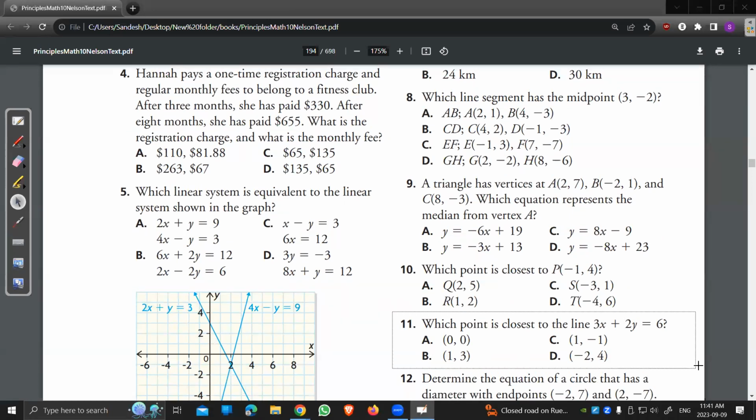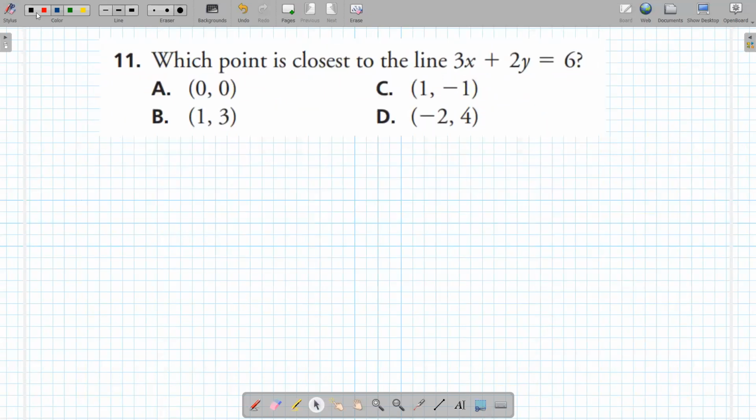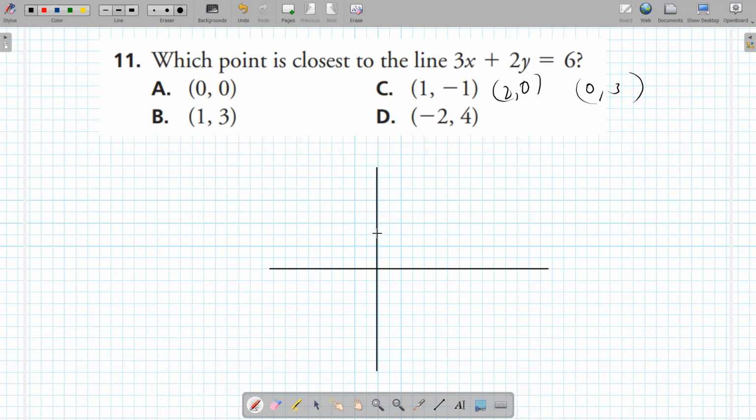This one is tricky. There's no way you remember this. If you do, you get 10 points. We have an equation. When y is 0, x is 2. When x is 0, y is 3. So (0, 3) and (2, 0). I'm just graphing the equation they've given us. So this is that equation. And the question is, which point is the closest to that equation?